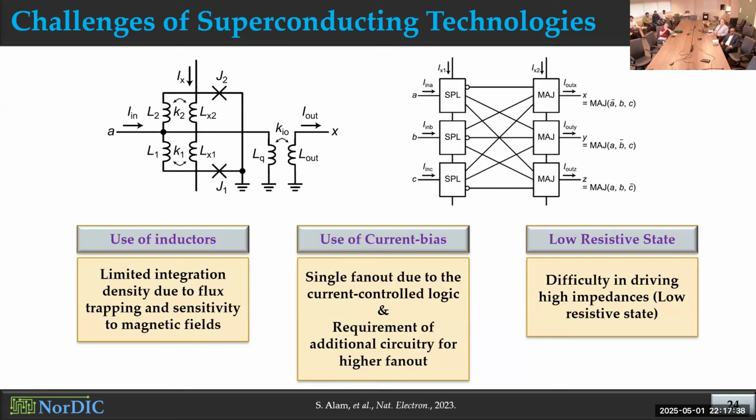Also, because of the superconducting nature, we need to use current bias in their circuits. So when you have current control logic circuits, we are limited to single fan out, because we cannot drive multiple inputs in the next stage with an output current. Otherwise, the current will be divided and the next stage logic gates will not work properly. So we are either limited to single fan out, or we need to use additional circuitry called current splitter circuits in between to achieve higher fan out. And these current splitter circuits, again, have multiple buffers in them. So that's why they have a significant negative impact on the area efficiency and energy efficiency of the whole processing system.